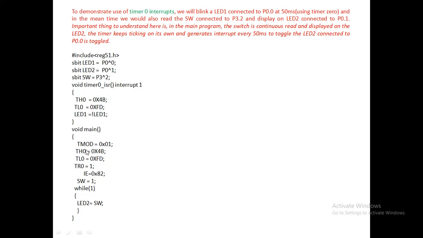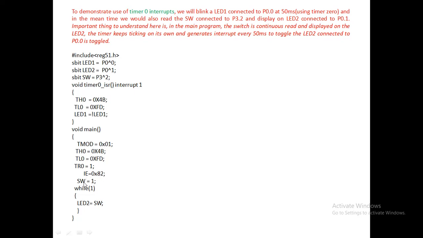You have to run the timer, so you make the TR0 bit equal to 1, and IE is equal to 0x82. Why 0x82? In the previous slide I showed the interrupt enable register. I am going to generate the timer 0 interrupt, so I make that particular bit 1, as well as the external access bit also 1. I have to calculate the hexadecimal, and I get 0x82, which is loaded in IE.